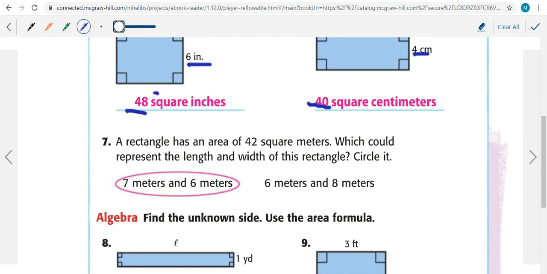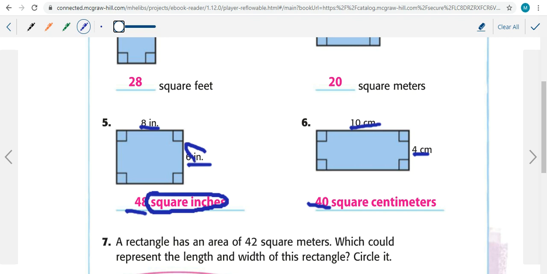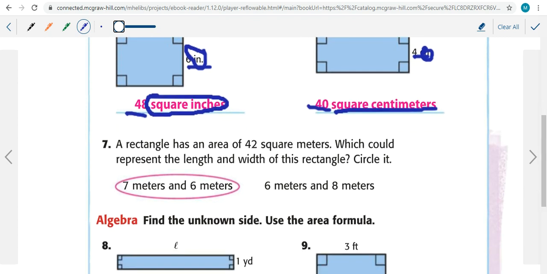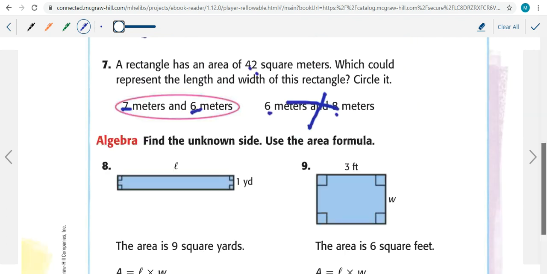Remember, this is very important. You need to write the unit, square inches. Why? Square centimeters. Remember, square, área cuadrada. Siempre el área es en metros cuadrados, centímetros cuadrados. Okay? A rectangle has an area of 42 square meters, which could represent the length and width of these rectangles? Well, the answer is the first one. Why? Because 7 times 6 is 42. 6 times 8 is not 42, so this one is wrong.